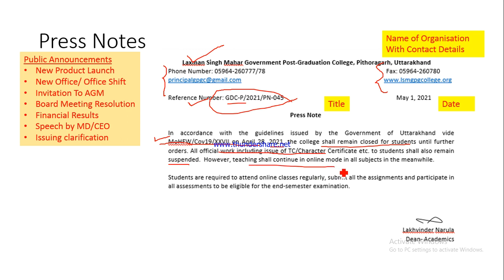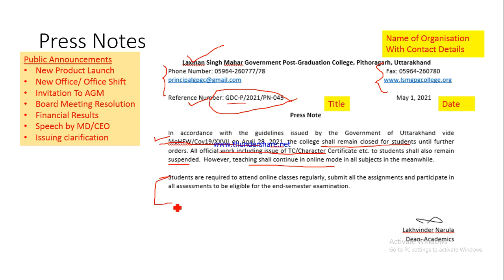So what basically the press note is telling is that official work like issuing certificates would remain suspended, the college would remain closed, but online teaching would continue and there would be no cessation of online teaching. So online teaching would continue, other things would remain suspended. Why? Because the government directive is like this only, right?